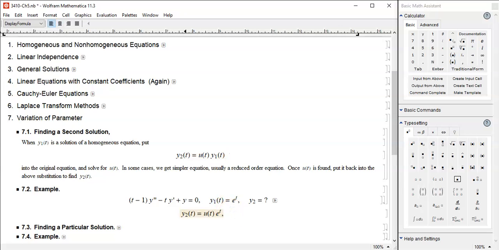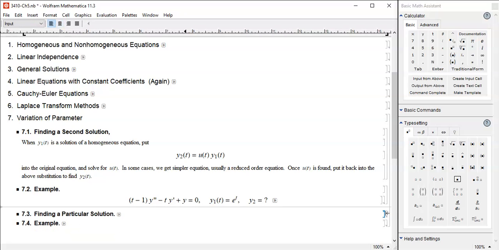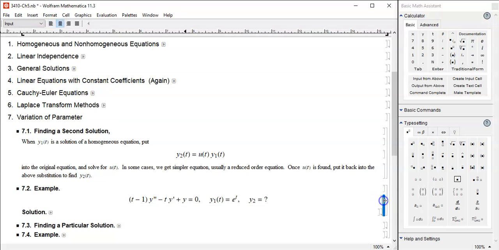And what do you do? You take the derivative, and then you take the second derivative as well, and find these two using the appropriate product rule and so on. And then plug it in, and you're looking for u of t. That's the kind of computation you'll have to do.